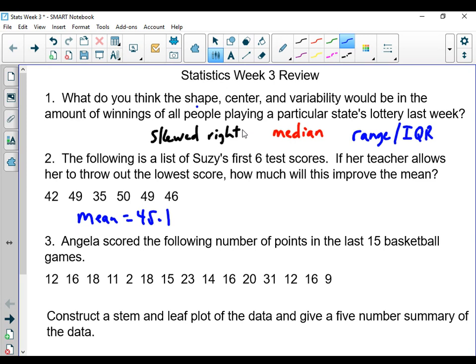All right, but then they said she gets to drop the lowest one. I get to drop the 35. And then we're going to see how much this is going to improve for me just by dropping one score. Okay, so it made a big difference. You increased it about 10.5. Okay? And hopefully you feel pretty good about that.